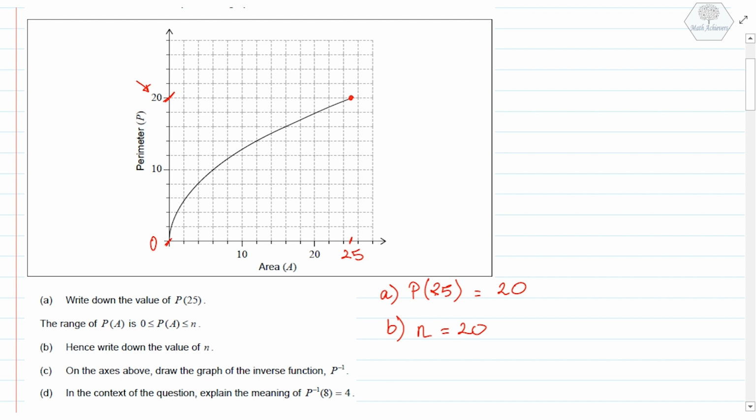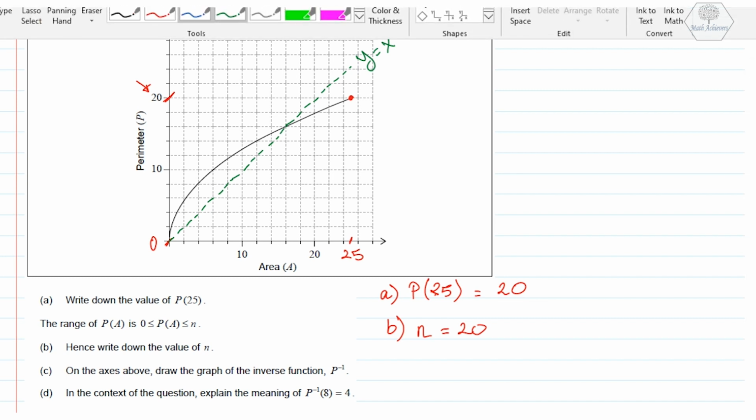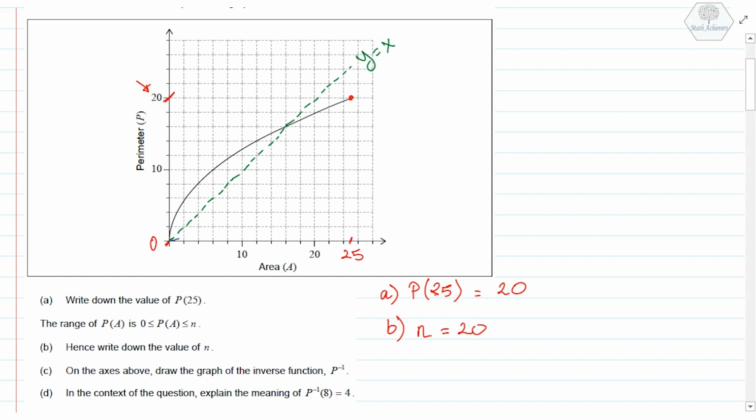Part C of the question: on the same axis, draw the graph of the inverse function P inverse. First, we have to draw the line y equals x. Here is the line y equals x. This is y equals x. And then we have to reflect the function P on this line. So the reflection would be this way. So the blue line is simply P inverse of a.